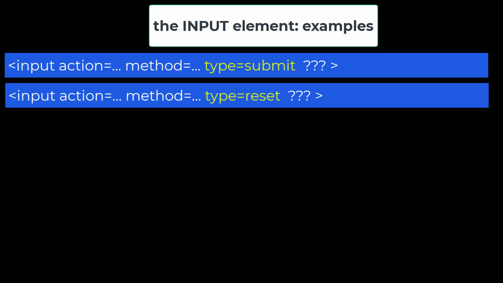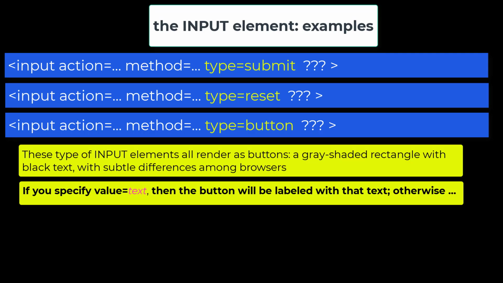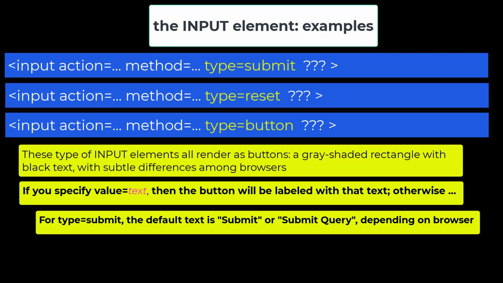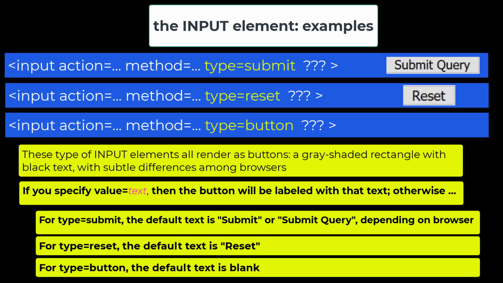Type equals submit, type equals reset, and type equals button. These types of input elements all render as a button, a gray shaded rectangle with black text, with subtle differences among browsers. If you specify value equals some text, then the button will be labeled with that text. Otherwise, for type equals submit, the default text is either Submit or Submit Query, depending on your browser. For type equals reset, the default text is Reset. For type equals button, the default text is simply blank.